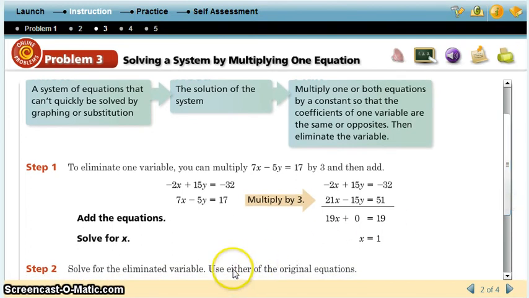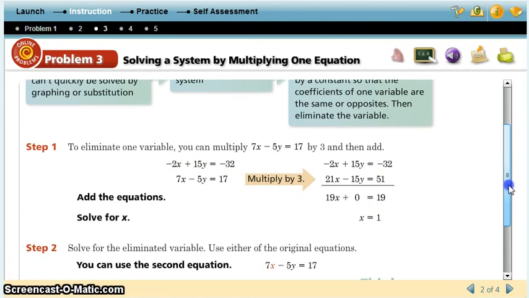Now, one good rule of thumb is to use either of the original equations, just in case you have an error in your multiplication but you happen to get the answer right here. You always want to go back to the original two equations when you use substitution. So, they picked the second equation.